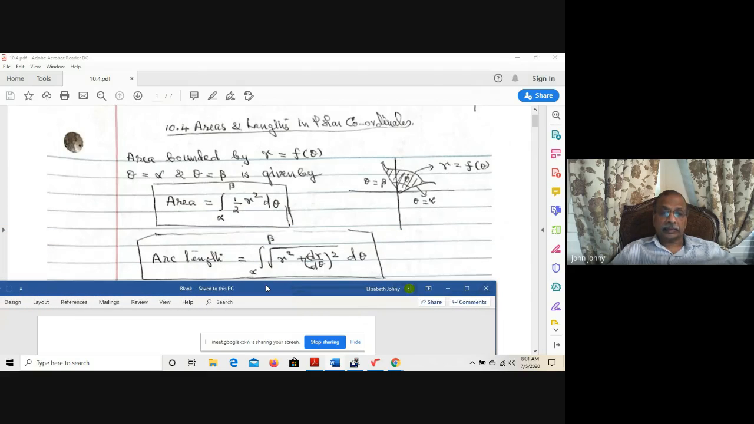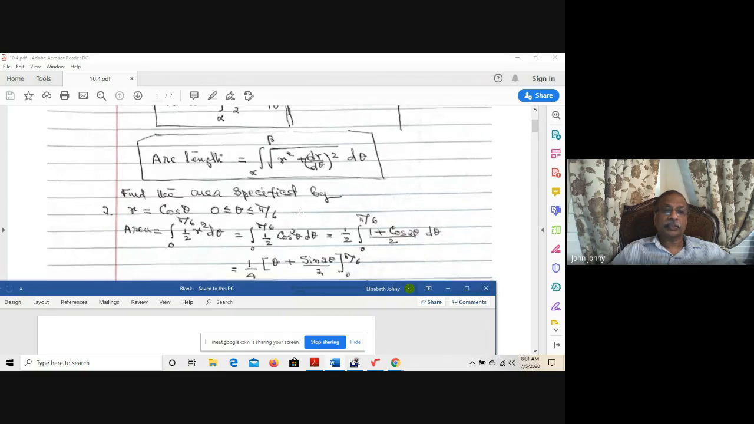The arc length means the length of this curve. Arc length is equal to the integral from alpha to beta of the square root of r squared plus (dr over d theta) squared, d theta.